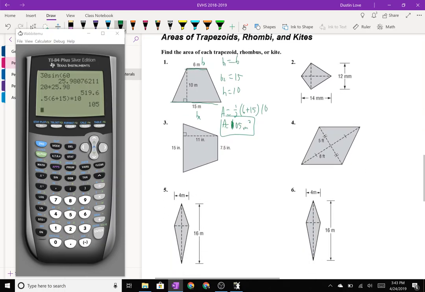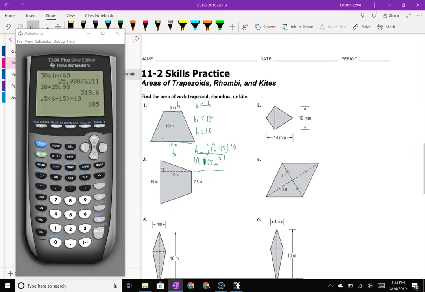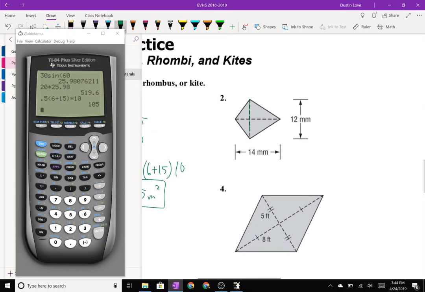Now you also notice that on our trapezoids here, we don't have any of the crazy cases with trig like we did before. Really pretty straightforward to do. Now, rhombuses and kites are going to be very similar. We're looking for the length of the entire diagonal. So if we set up this way on your homework, D1, D2, and area. My first diagonal is 12, my second one is 14. So the area is 1/2 times 12 times 14, which means my area is 84 millimeters squared.